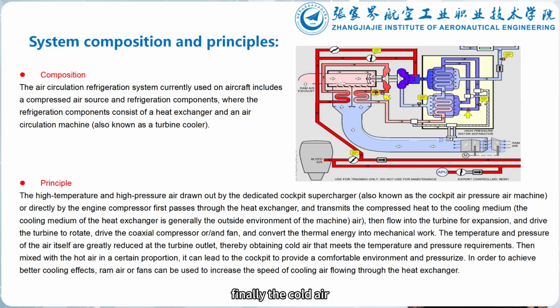Finally, the cold air and hot air are mixed in a certain proportion and then led to the cockpit, providing a comfortable environment for the cockpit and pressurizing. In order to achieve better cooling effects, ram air or fans can be used to increase the speed of cooling air flowing through the heat exchanger. This is the principle of the air cycle refrigeration system.